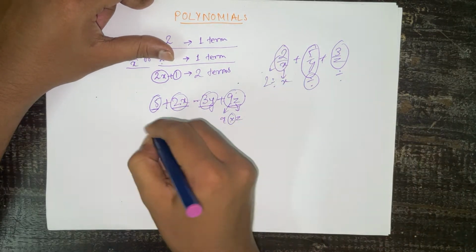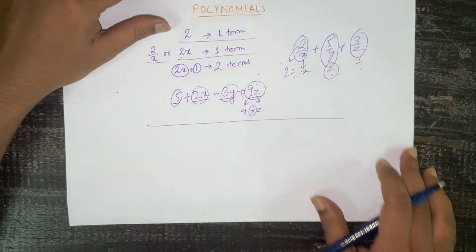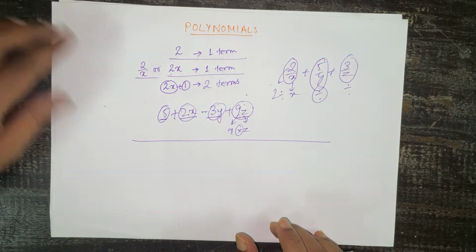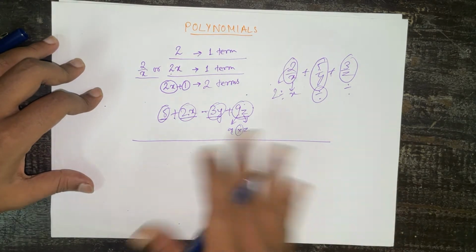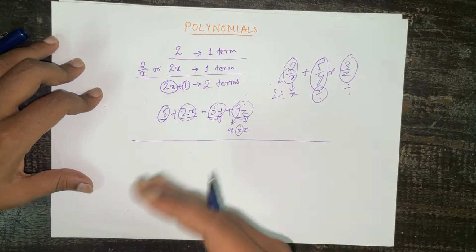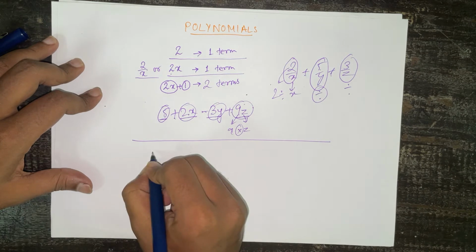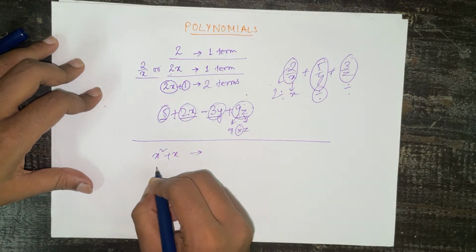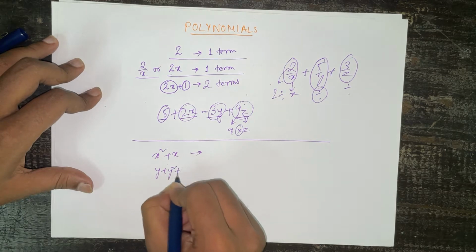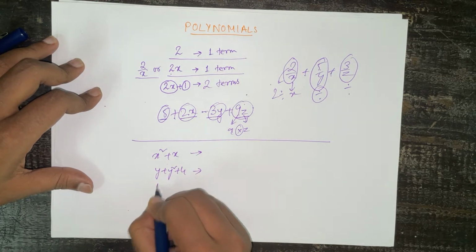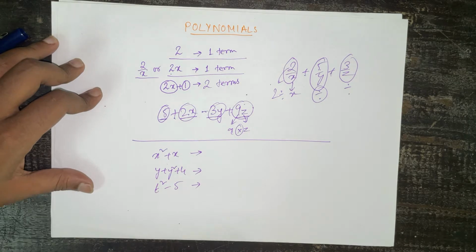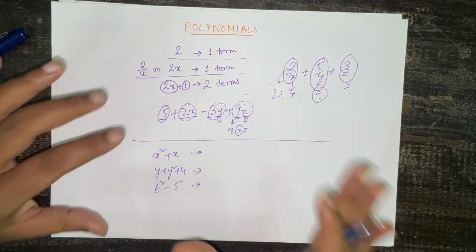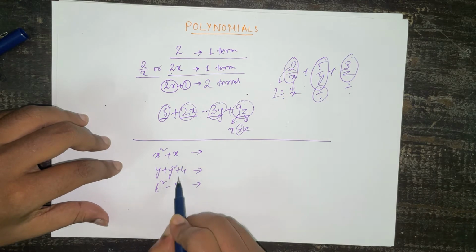Now let me give you another example and you try to guess before I give the answer. You will try to guess whether they have multiple terms or a single term, or tell me how many terms there are. Suppose I write x square plus x, then y plus y square plus 4, then maybe t square minus 5. So three examples. What do we have here? I hope you have already guessed the number of terms in each of these cases.